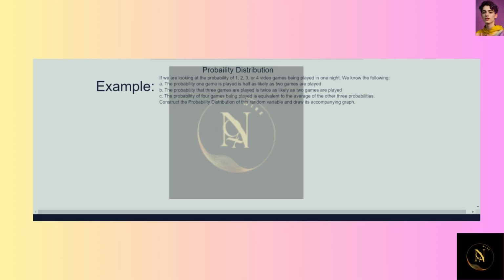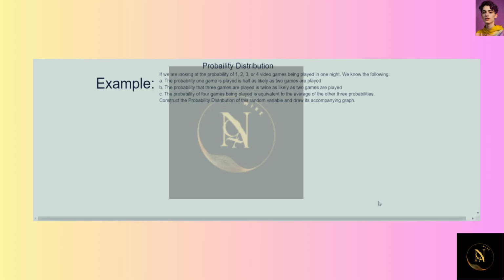Hello, today we'll be probably finishing up our probability distribution discussions with this final example. Our example today is that if we are looking at the probability of 1, 2, 3, or 4 video games being played in one night, we know the following. A, the probability that one game is played is half as likely as 2 games are played. B, the probability that 3 games are played is twice as likely as 2 games are played. C, the probability that 4 games being played is equivalent to the average of the other 3 probabilities. And lastly, we will be constructing the probability distribution for this random variable and drawing its accompanying graph.